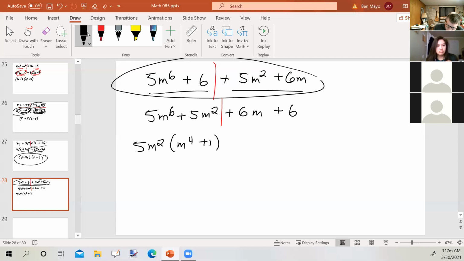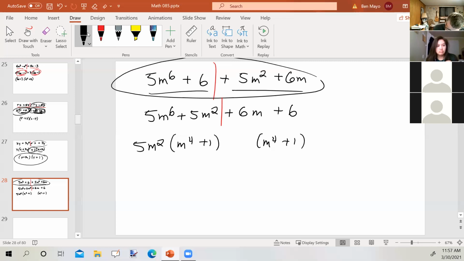So if this is going to work, let's see. Is that right? I'm going to have m to the 4th, oh, plus 1. Well, that didn't work either, did it? Let's see. Did I copy the problem incorrectly? No. Is there something else we could do? Is there some other way we could arrange this?